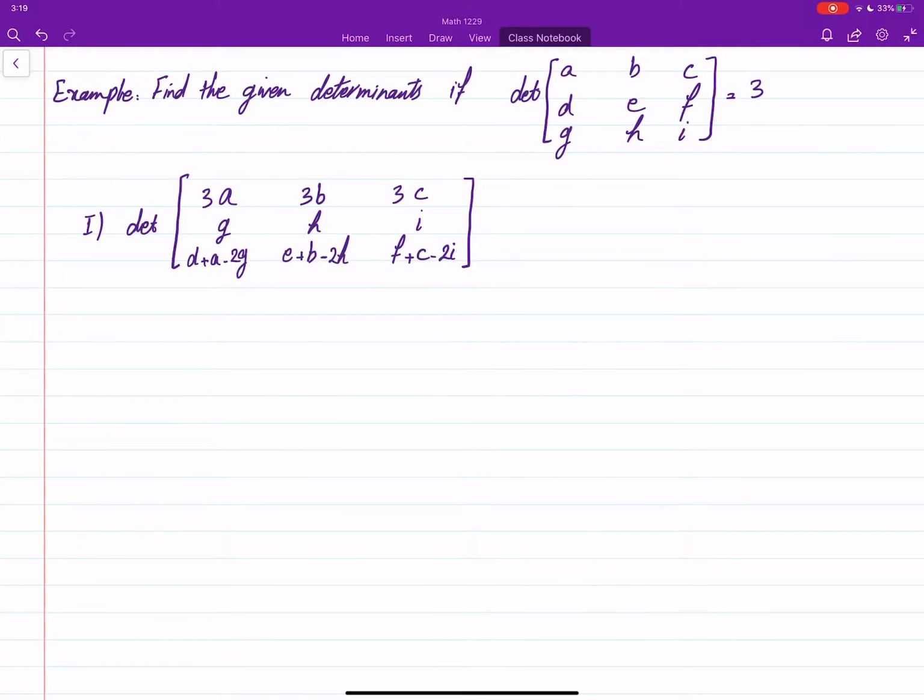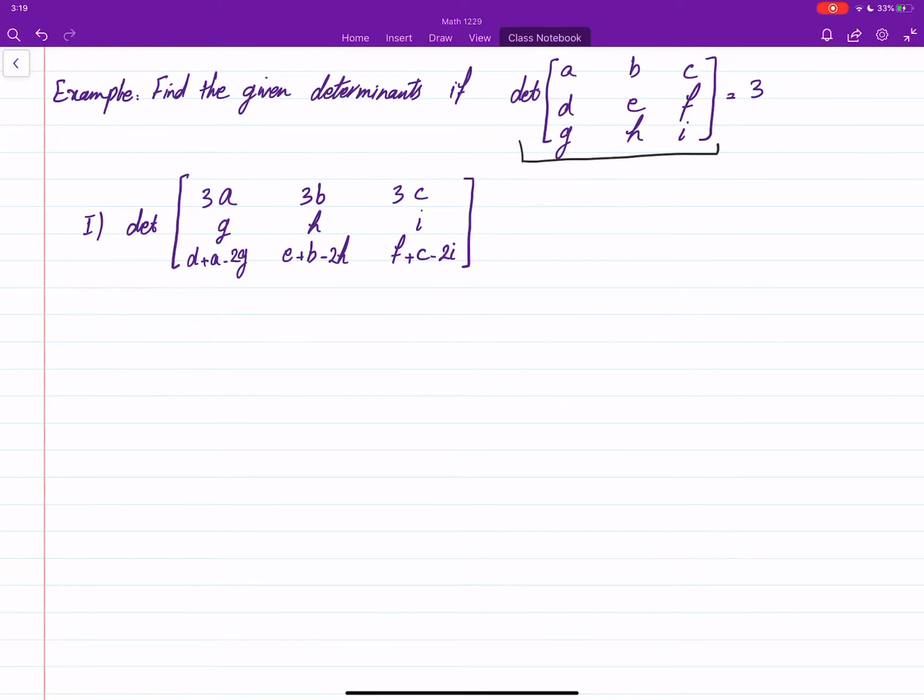Okay, let's do some examples for determinant in which we have to know how the elementary row operations change the determinant. Okay, so the question gives us a matrix A, B, C, D, E, F, G, H, I, 3 by 3 matrix, and the determinant of that is 3.